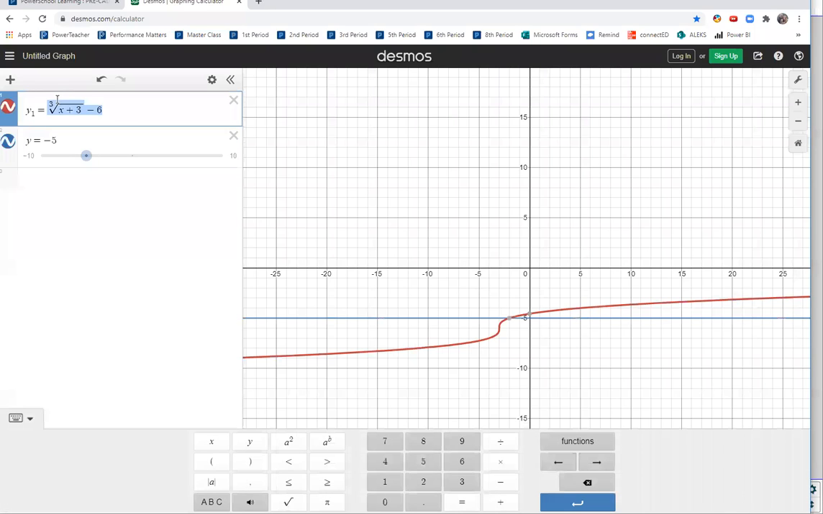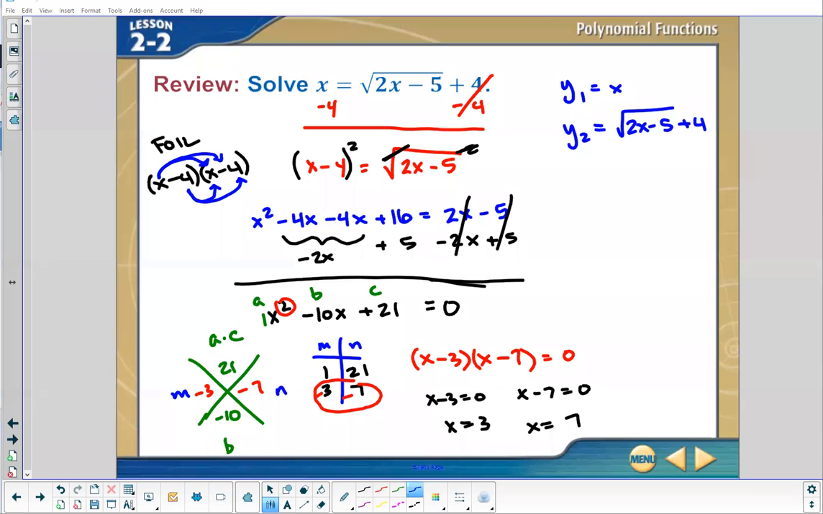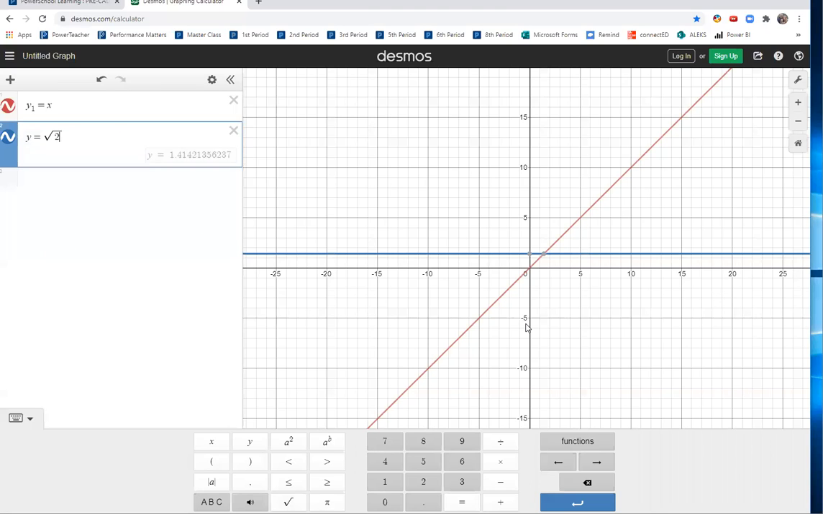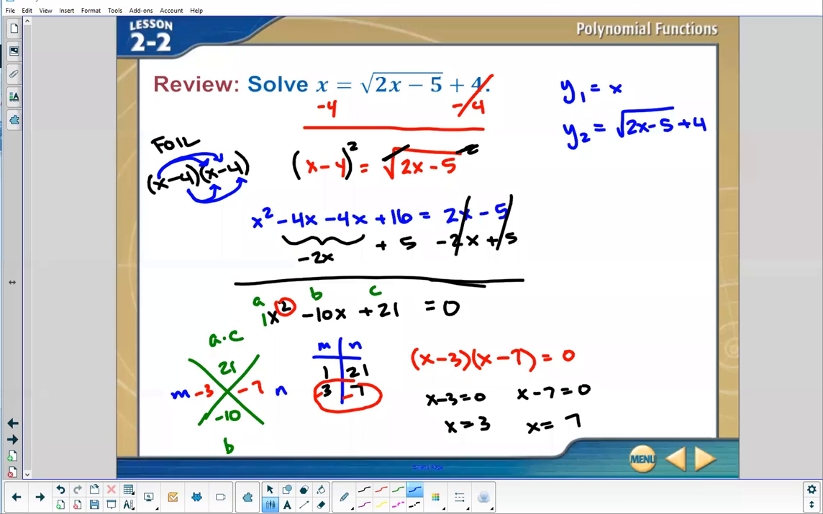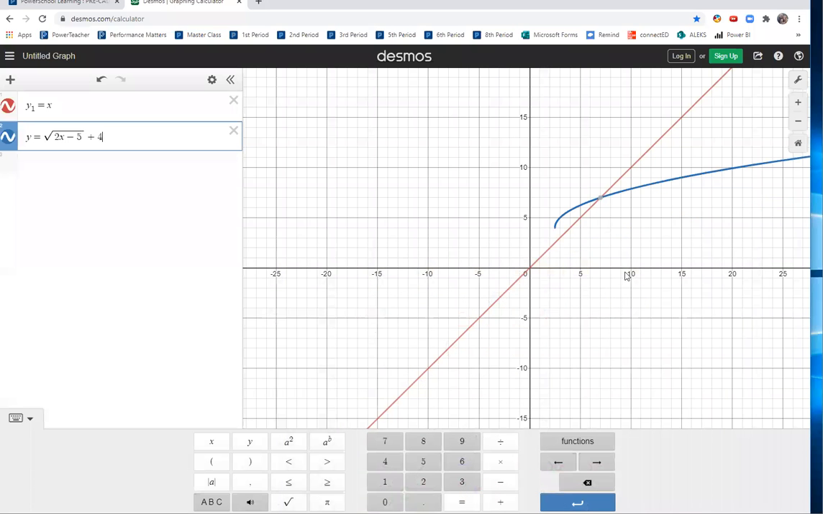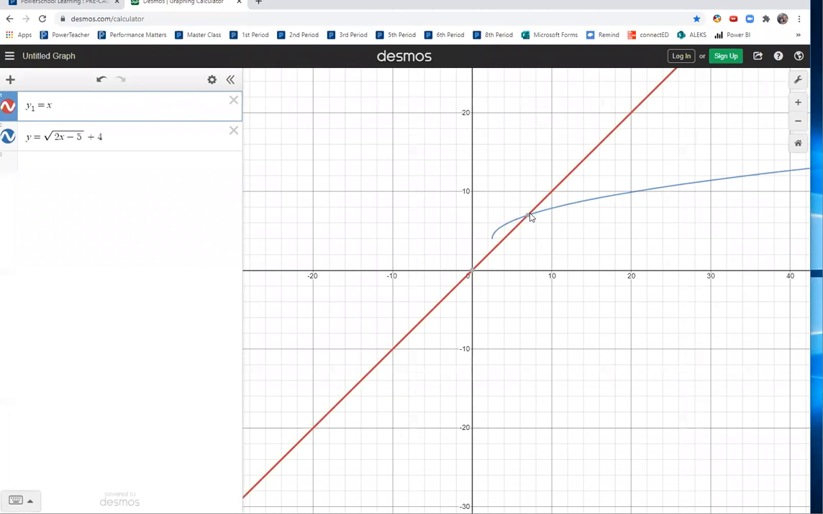So we have y1 equals x. y2 is the square root of 2x minus 5, plus 4. And lo and behold, how many answers does the calculator show you? Do these graphs intersect each other twice or once? Only once. They only intersect at the x value of 7, which means 7 is a real answer.